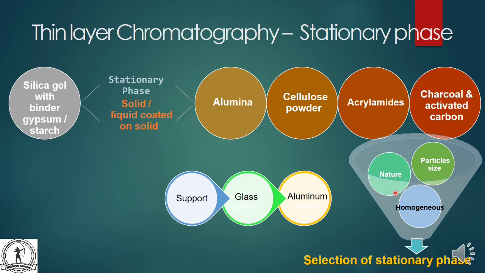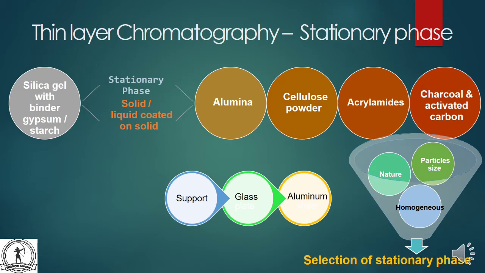Second, their nature. Their nature ranges from non-polar to mid-polar to polar, and this nature also plays a very important role in our experiment. Here, cellulose powder is polar, and charcoal and activated carbon are non-polar. The major point of the stationary phase is that it has to be homogeneous. Whichever stationary phase we use, it can be applied as a very thin layer on a glass or aluminum sheet. So they require a support.